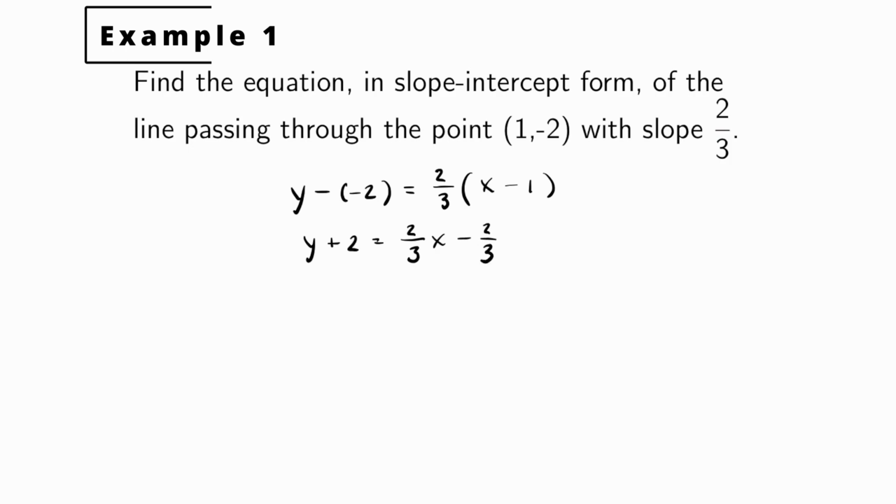And now just subtract 2 from both sides so that y will be the only term on the left-hand side. If we do this, we get y equals 2/3 times x, and then we have 2/3 minus 2, so 2 would be 6/3, so 2/3 minus 6/3 would be negative 8/3. And there we have the equation of the line in slope-intercept form.